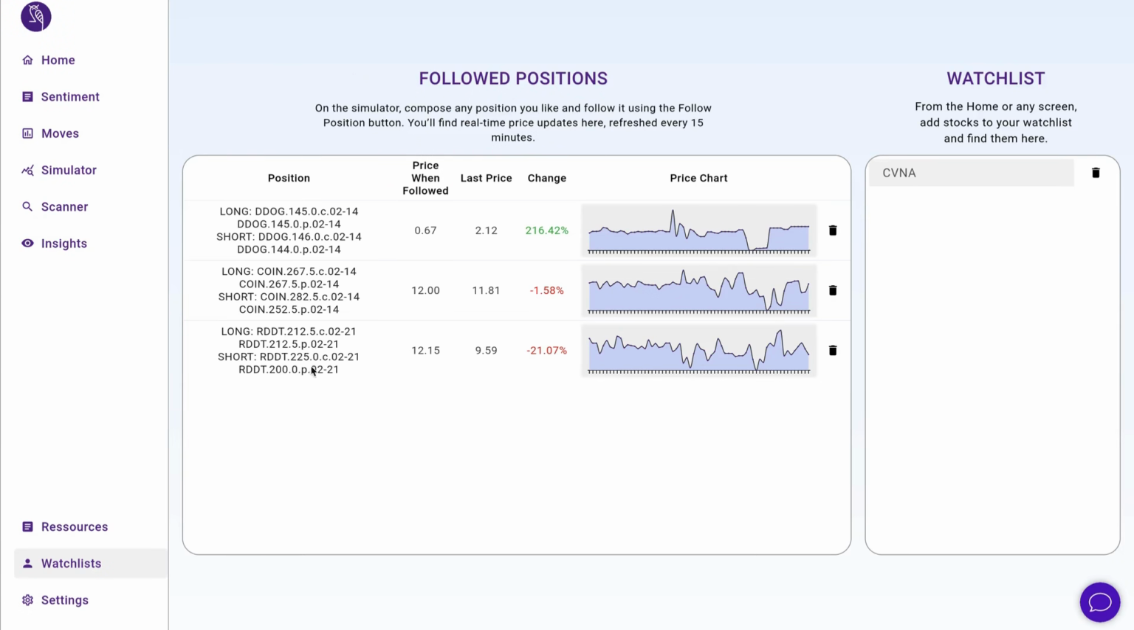As you see here, these are what we call inverse condors, where we have a long straddle, a call and a put at the money, like the DDOG example, Datadog. So a long call and a put at 145, which was the stock price when this was entered, or around it at least. But we also sell a call and a put out of the money, the 146 and the 144.